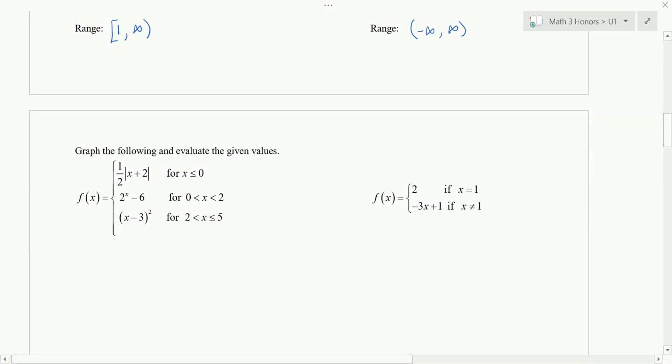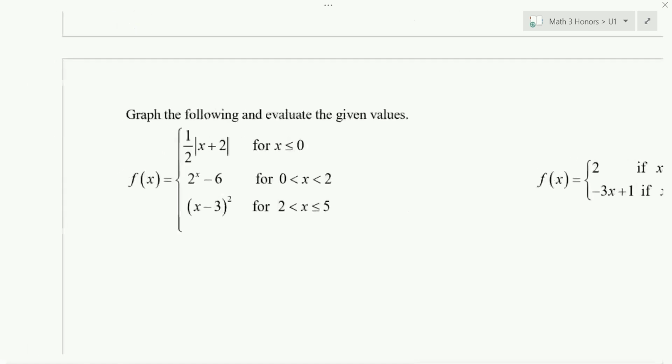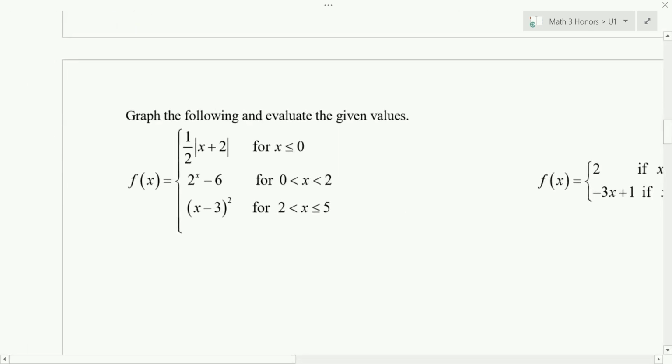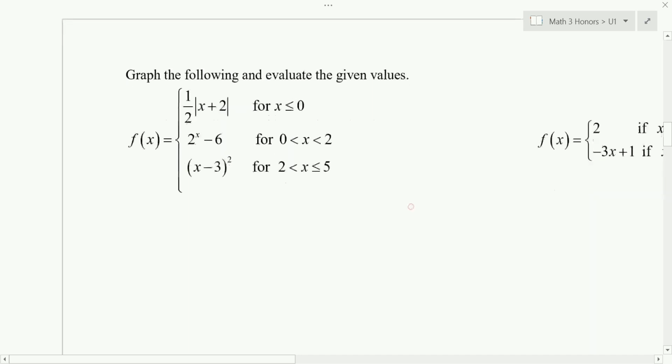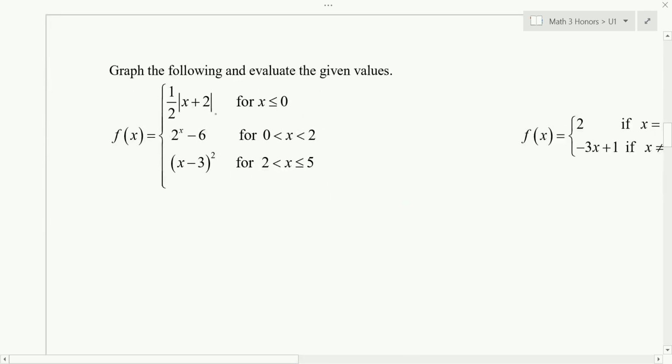Okay, so we have a piecewise function here, three pieces. The top piece is what shape? It's a V shape, and what kind of equation is it? What's it called? Absolute value, and actually they say linear absolute value is the full name, but I'm okay with absolute value. And then the second one is what kind? Exponential, and the third one? Quadratic, which makes what shape? Parabola. Okay, so we got three shapes to work with here. I'm going to work with them one at a time.